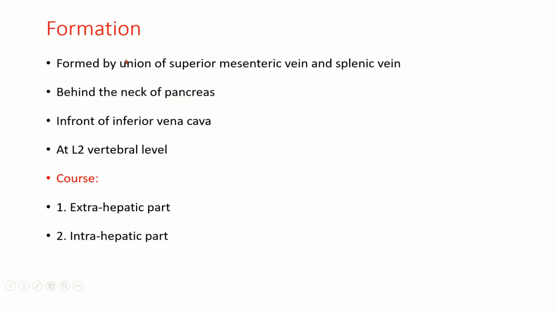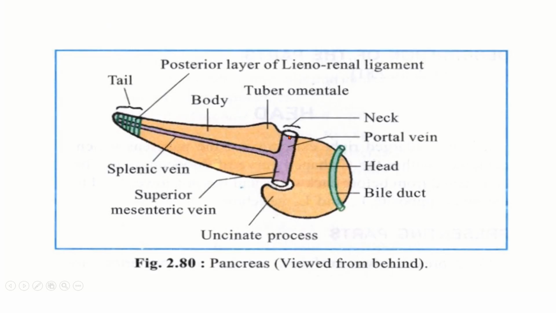Then formation: how is the portal vein formed? It is formed by union of superior mesenteric vein and splenic vein behind the neck of pancreas and in front of the inferior vena cava, at the level of L2 vertebra. If you see the posterior surface of the neck of the pancreas, in the lower half it is related to superior mesenteric vein and in the upper half it is related to portal vein.